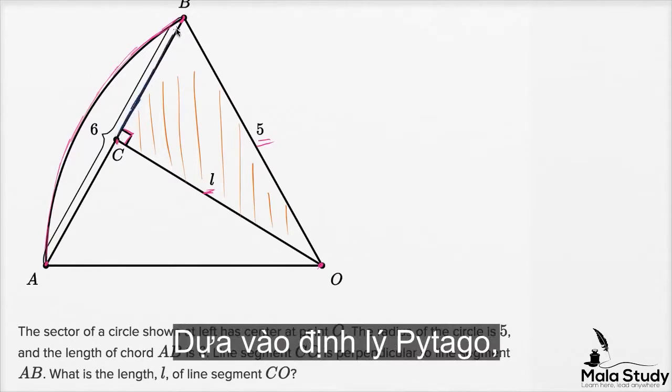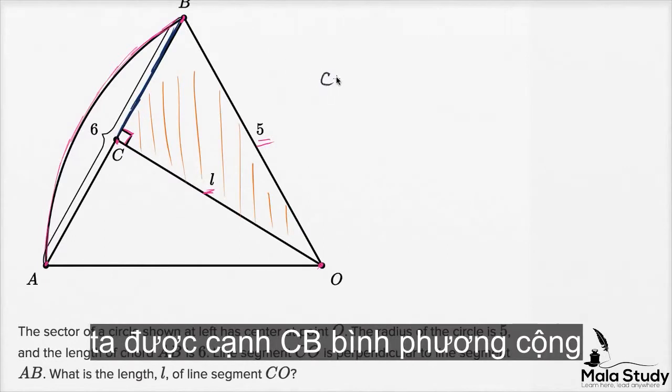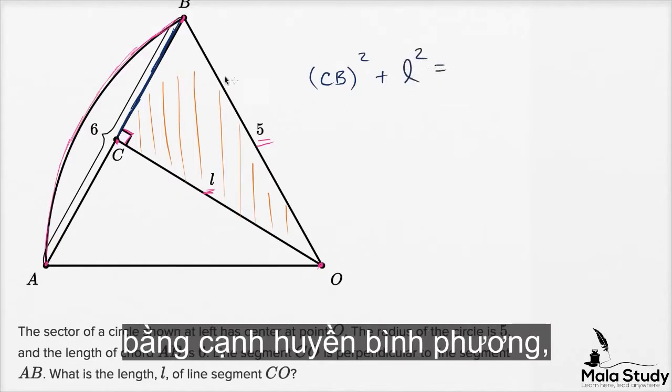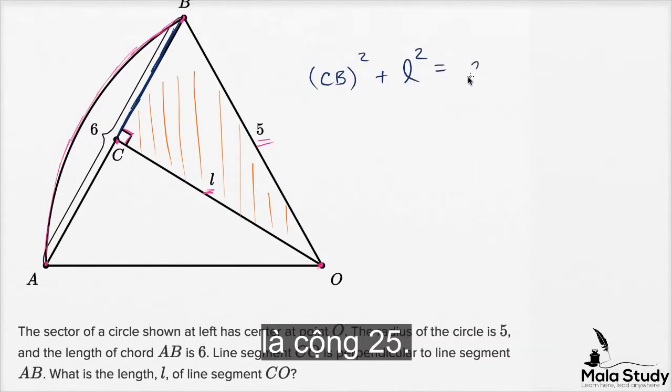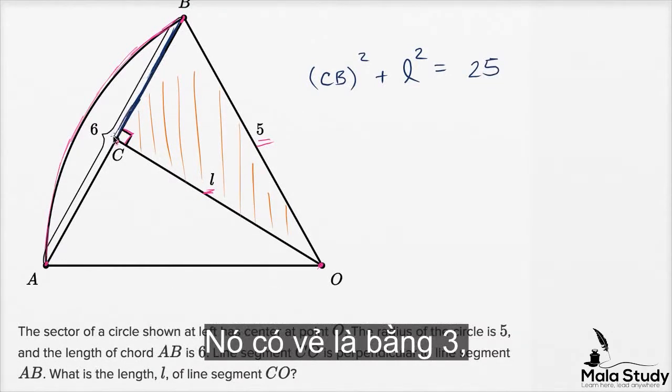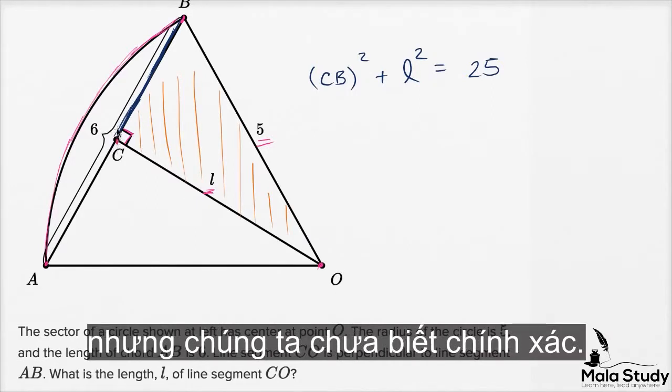So the Pythagorean theorem would tell us that the length of segment CB squared plus L squared is going to be equal to the hypotenuse squared, is going to be equal to 25. But we don't exactly know the length of segment CB just yet. It's tempting to say that it's 3. It looks like it's half of the 6, but we don't know that for sure just yet.